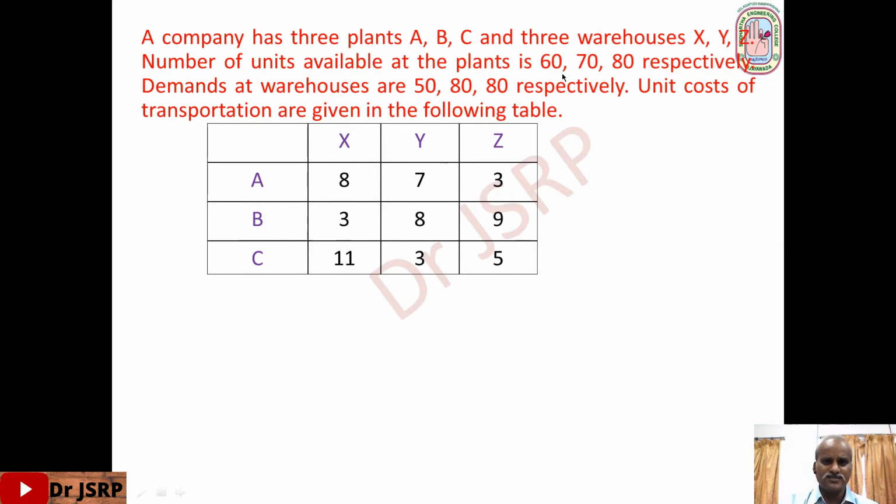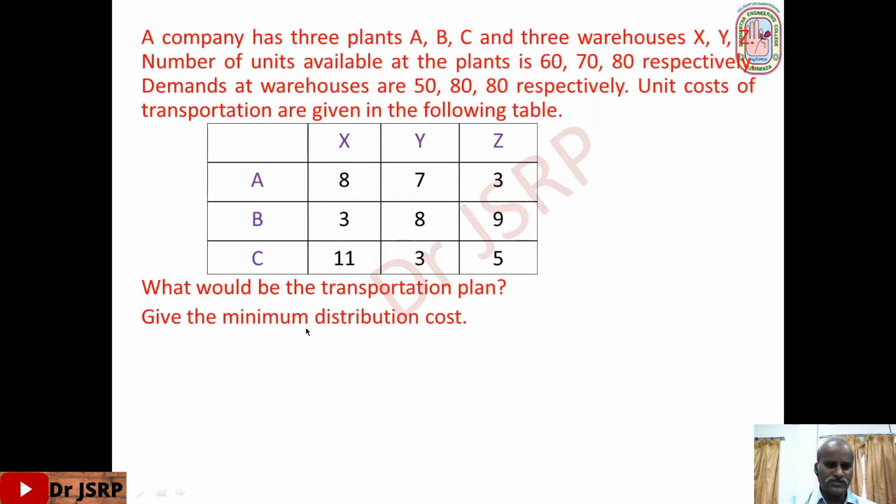So plants means origins, warehouses means destinations. Okay. So what would be the transportation plan? That means we have to find the number of units to be transported from different plants to different warehouses so that the total transportation cost is minimum. So give the minimum distribution cost. So clearly it is understood that this is a transportation problem. There are some plants and there are some warehouses. The number of units available at plants are given. The required amounts at warehouses are given, and unit transportation costs are also given. So clearly this is a transportation problem.